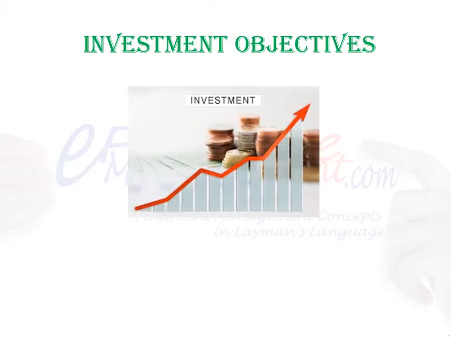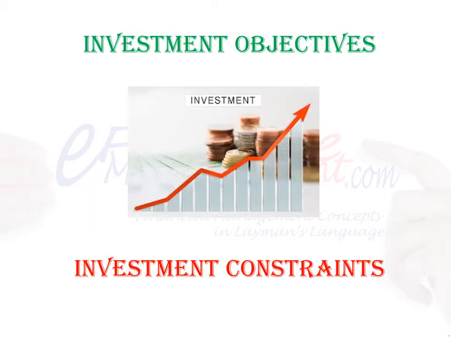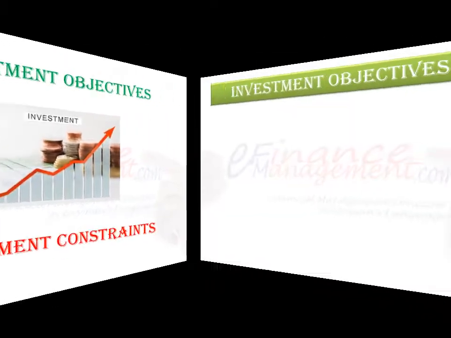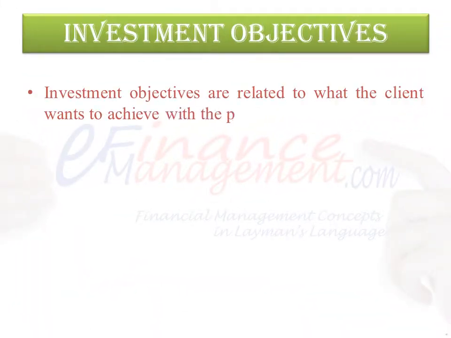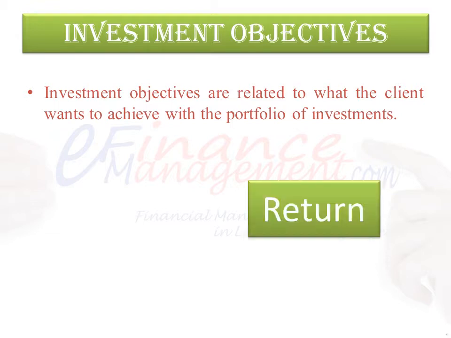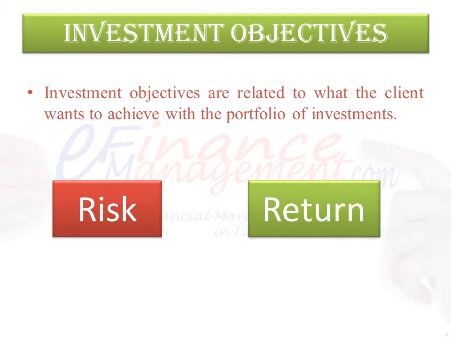Today we are going to explain investment objectives and investment constraints. Investment objectives are related to what the client wants to achieve with the portfolio of investments. Objectives define the purpose of setting the portfolio. Generally, the objectives are concerned with return and risk considerations. These two objectives are interdependent, as the risk objective defines how high the client can place the return objective.